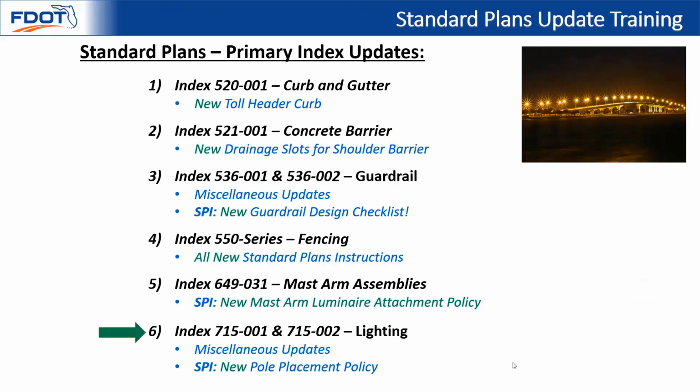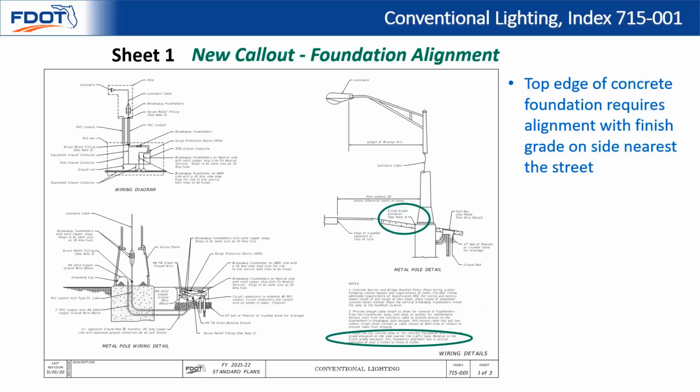And last but not least, we're going to take a look at Index 715.001 and 002 for lighting. We've got some miscellaneous index updates. And then in the SPI, we have a new pole placement policy for medians. Now looking at conventional lighting, Index 715.001, Sheet 1, we have a new call out for foundation alignment, and note that this is the vertical alignment.